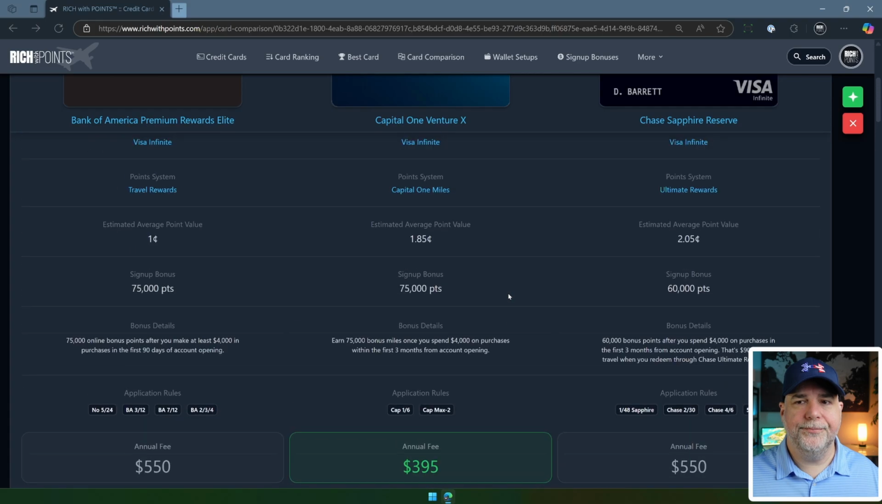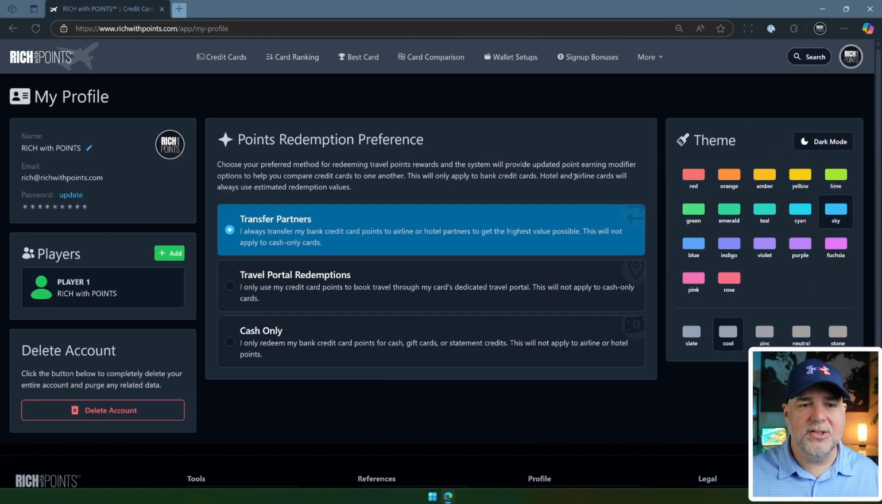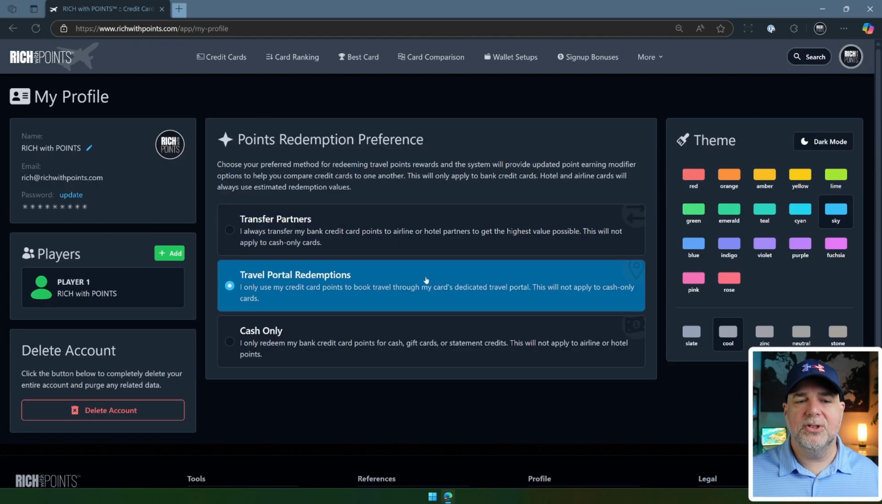But maybe you're not a big transfer partner person, right? You don't deal with it. It doesn't fit your lifestyle of being able to pay for an entire trip with points. All right, so we'll come over here, change our points redemption preference in our My Profile section to just travel portal redemption. So this is telling the system that we prefer to just use our points in the travel portal to book travel, and that's how we're gonna maximize our points.